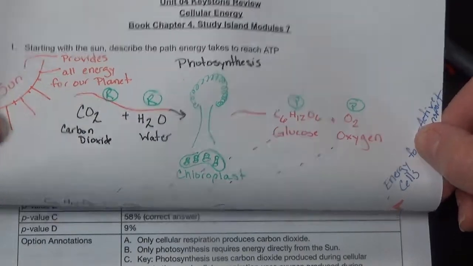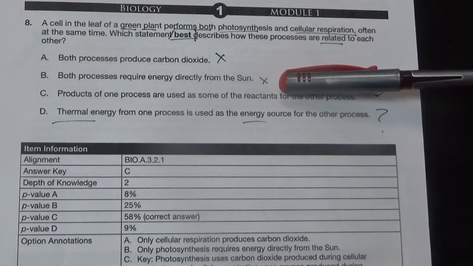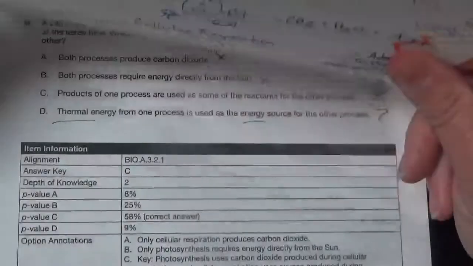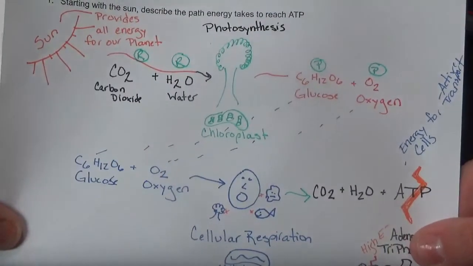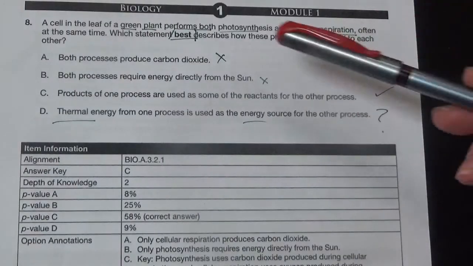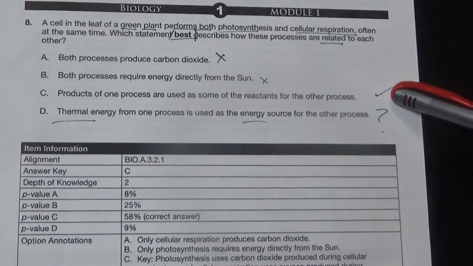That's not on the product side. So that's not right. Both processes require energy directly from the sun. We know that cellular respiration does not get its energy directly from the sun. It uses the glucose that was made during photosynthesis. Products of one process are used as some of the reactants for the other process.